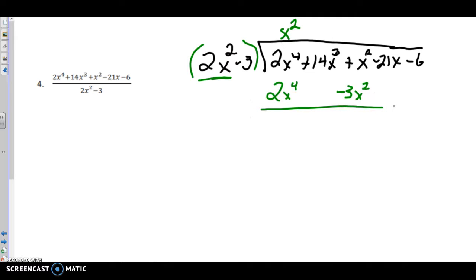And so what I did there is line up like terms. There is no x cubed when I multiply back through, so I'm going to leave a gap there. And when I subtract, I'm going to make sure I bring down this 14x cubed. And now I have x squared minus negative 3x squared. So that is plus 4x squared.